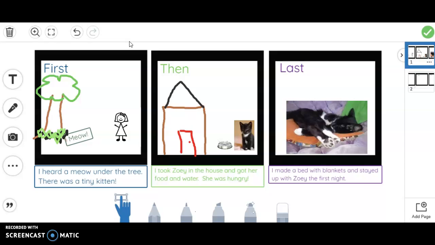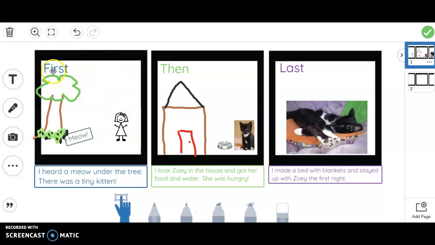So this is called an organizer, and what this does is now we have our idea that we want to write about, and now we want to organize it and put the events and the ideas in order. So you may use the drawing tools down at the bottom of the screen. If you have photographs or clip art, any of those things you are welcome to use.